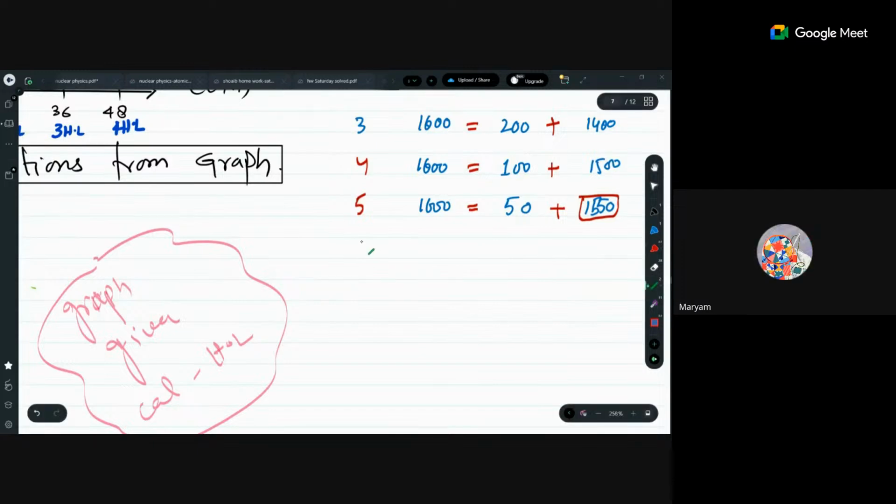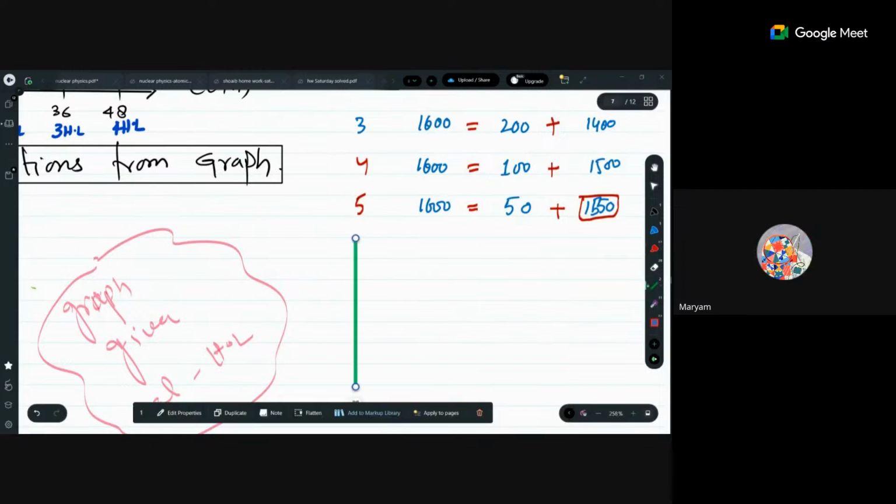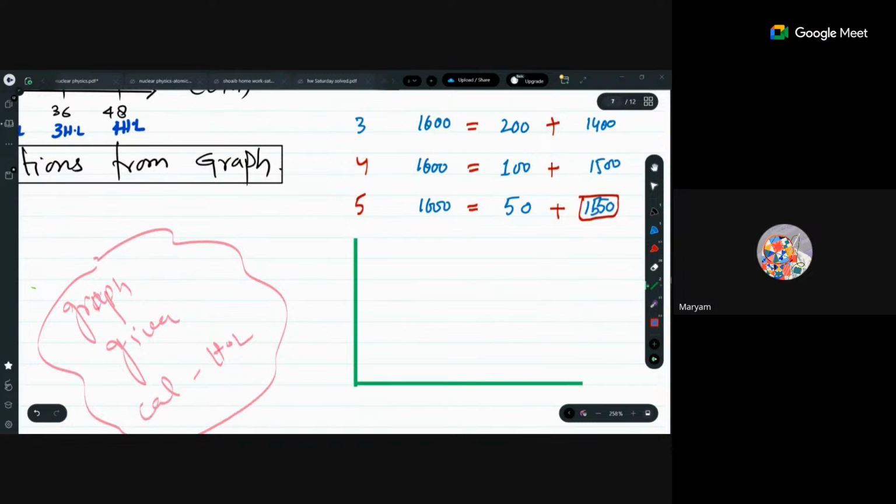Okay, so if it's from the first half life to the third half life, the decay pattern is very uniform. But then why does it not go that uniform in the fourth and fifth half life?